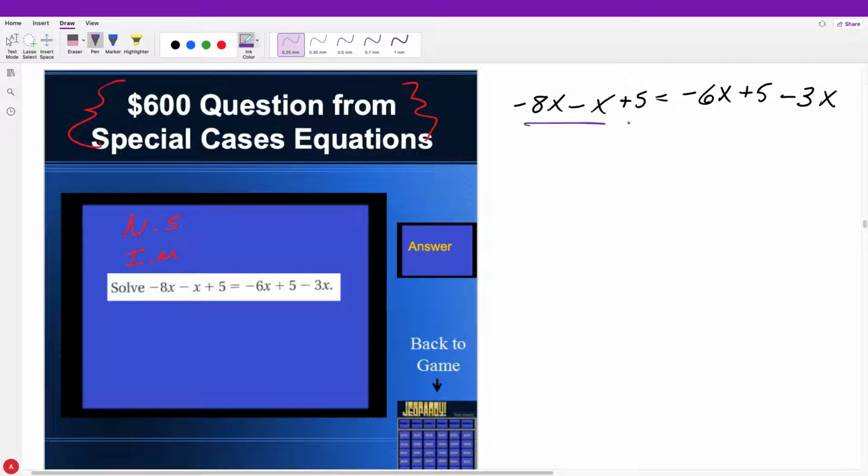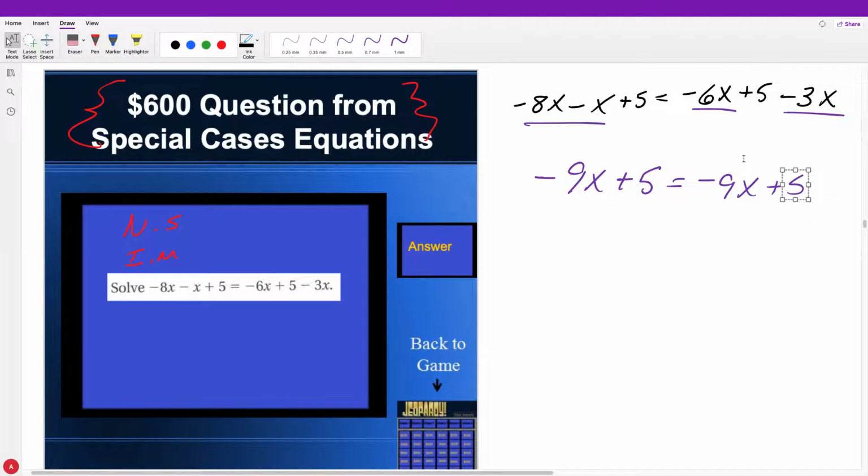So on this side of the equation, we can simplify our negative 8x minus x to give us negative 9x. So now we have negative 9x plus 5 is equal to, here I have negative 6x and negative 3x, so they're like terms. So it becomes negative 9x plus 5. Now, we need to move our variable.